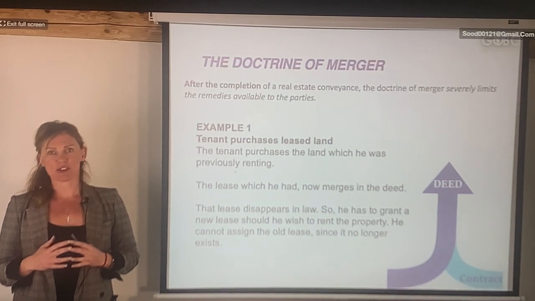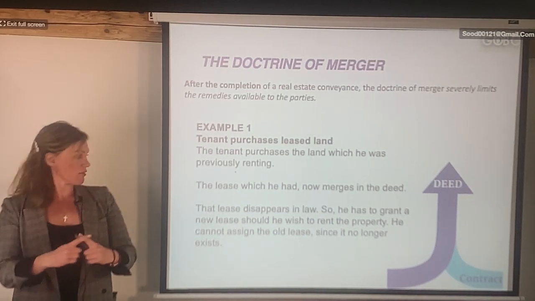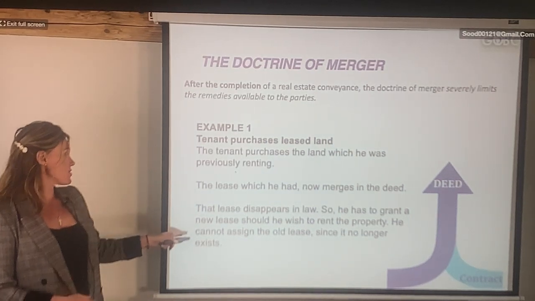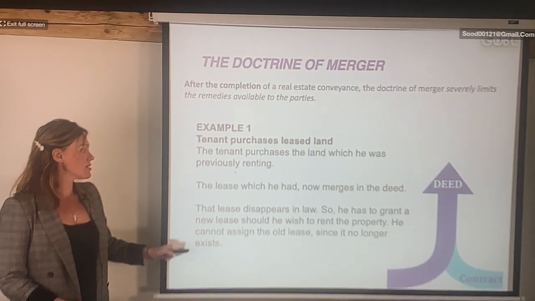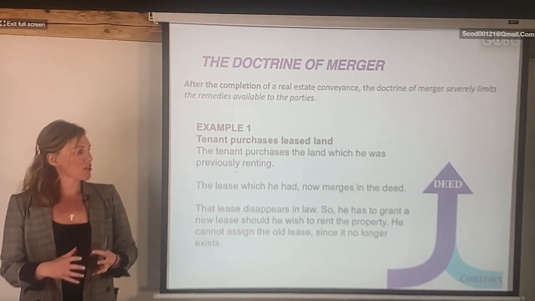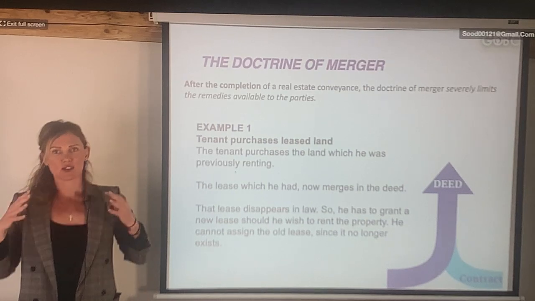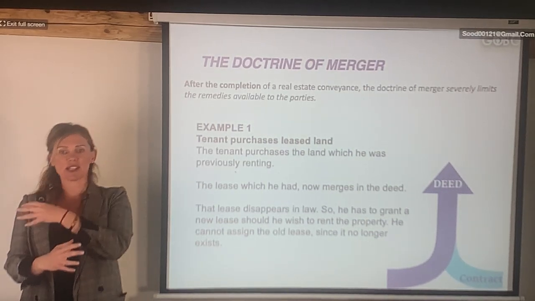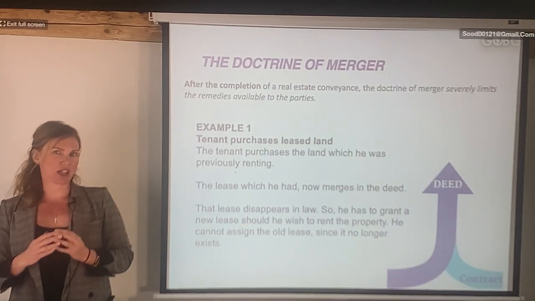So what happens to his previous lease? The lease will be finished, right? So the lease disappears at law. So if he decides to create a new lease, if he wishes to return to the property, he can do this, but he cannot assign the old lease since there's no more old lease that exists, right? So basically it cancels the original agreement and it creates the deed, right? That's your transfer, that's your name on the title, and basically you cannot come and sue the sellers for anything else that they promised you before. So that's what they're trying to tell you here, okay?